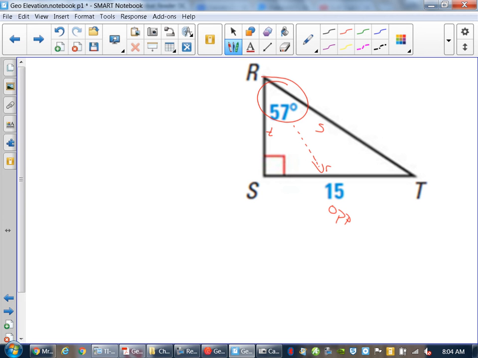So, as you fill this through, I know that I have to find side T, side S, and angle T. How am I going to find side T? Is that an adjacent, hypotenuse, or an opposite? An adjacent. So, knowing that I have an opposite, if this is my adjacent, what trig function am I going to use to find that? Tangent. So the tangent of 57 is 15 over that little t.